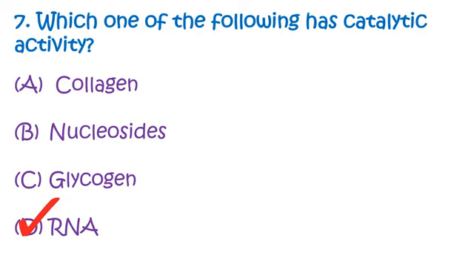Collagen is the most abundant protein inside the human body, and it acts as a building block for our skin, muscle, bones, ligaments, and other connective tissue. Glycogen is a stored form of glucose which acts as a main source of energy.